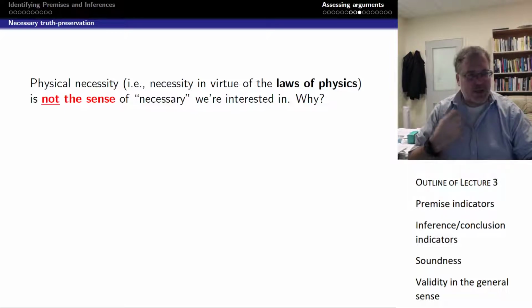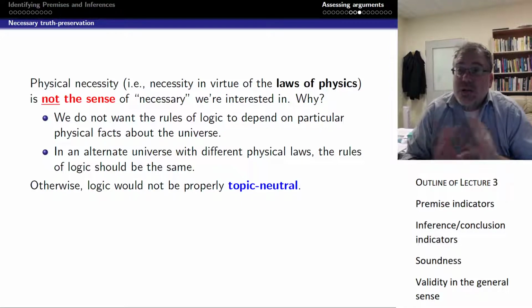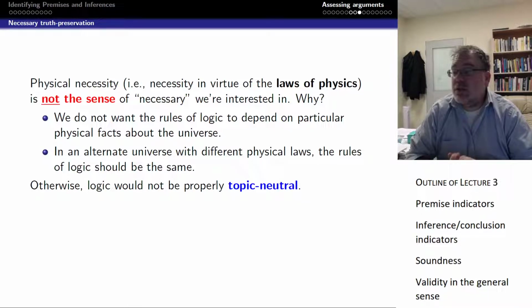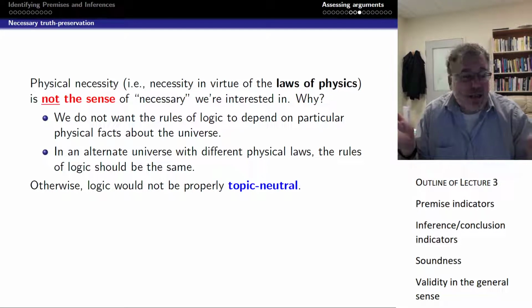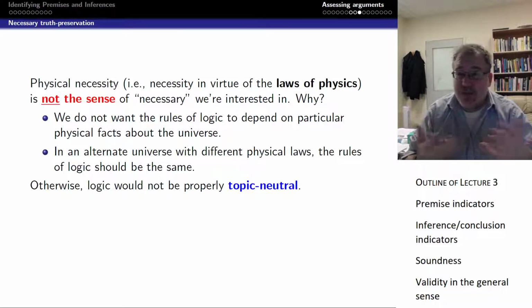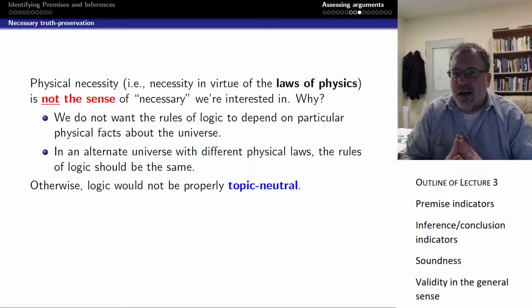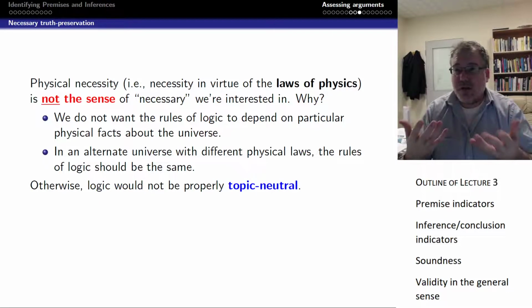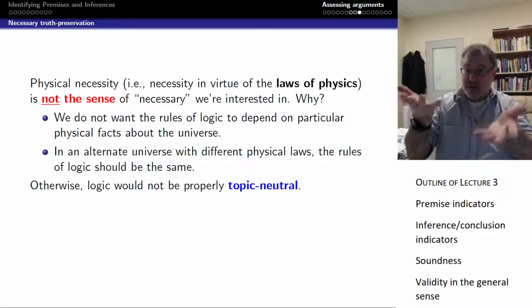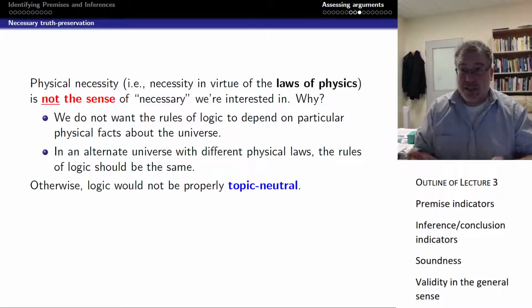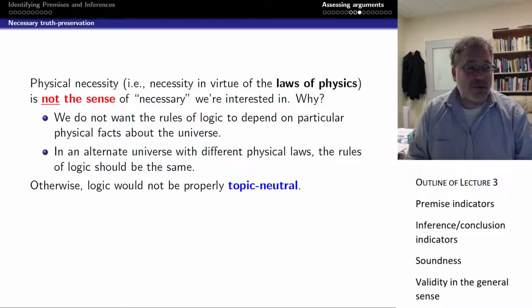And why is that? Well, firstly, we do not want the rules of logic to depend on particular facts about the universe. And one reason for that is when there are debates among physicists about what is the correct theory describing the universe, we need to appeal to rules of logic that are themselves independent of the contenders as physical theories. Right? So this is why we don't want rules of logic that presuppose that one of the physical theories is right, because then logic wouldn't be used in order to distinguish which one of them is correct, if any.